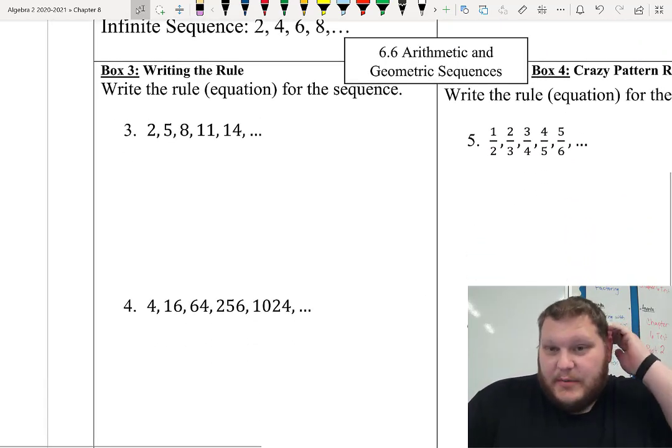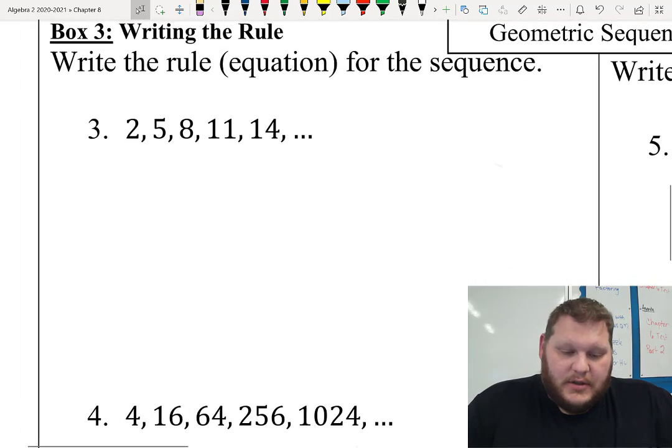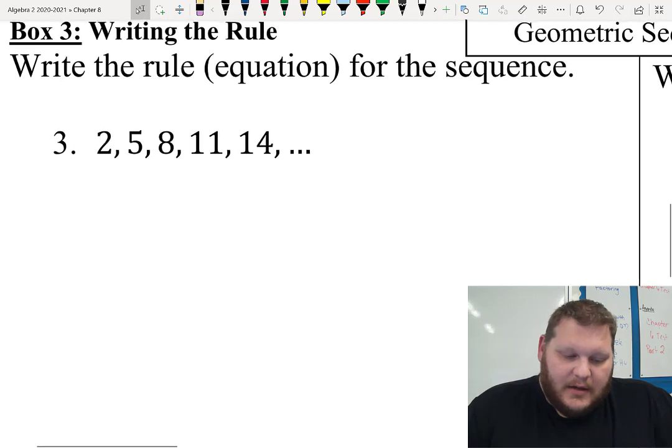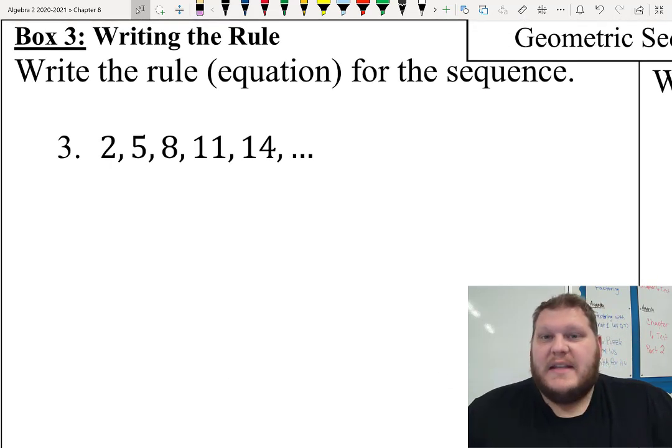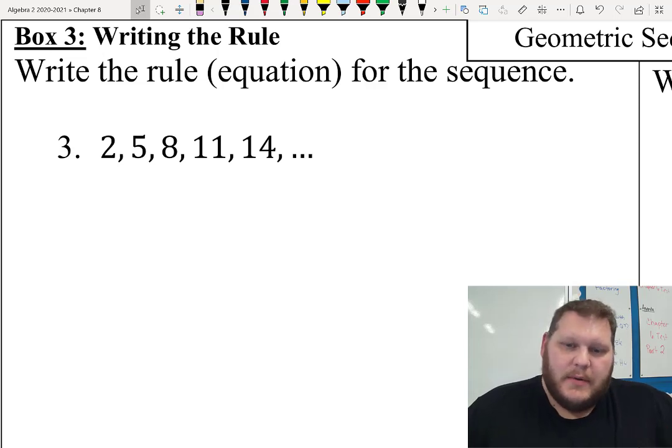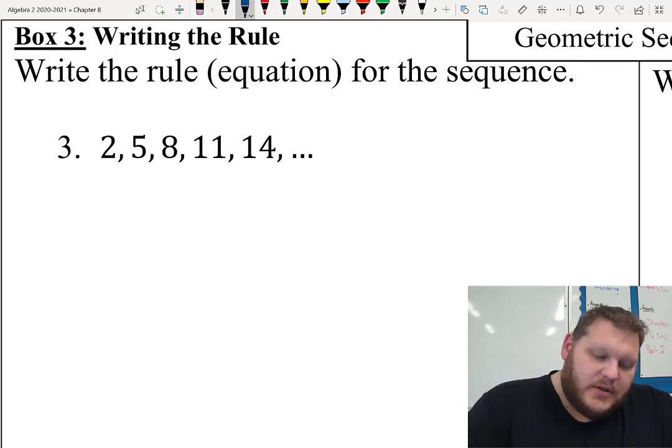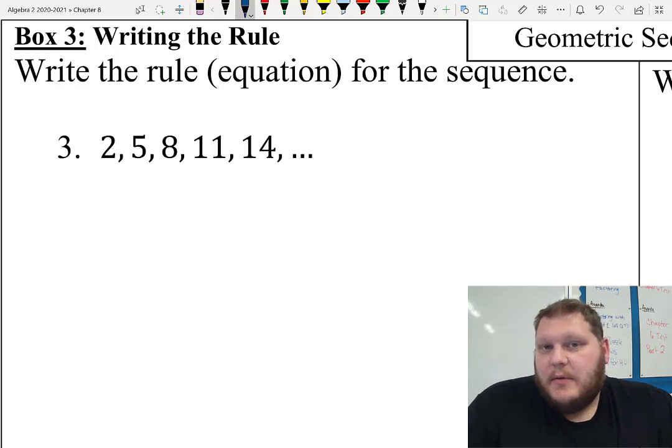Now, getting to boxes 3 and 4, we're going the other direction. We're going to be finding and writing our rule given a sequence. So they're going to give us the sequence, and we have to work backwards to figure out what that sequence's equation would have to be. There's, again, a couple of different ways of going about this. I like to try and focus in on what type of sequence it is and identify that pattern first.